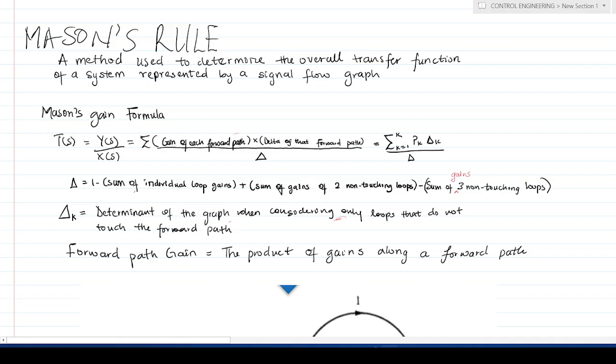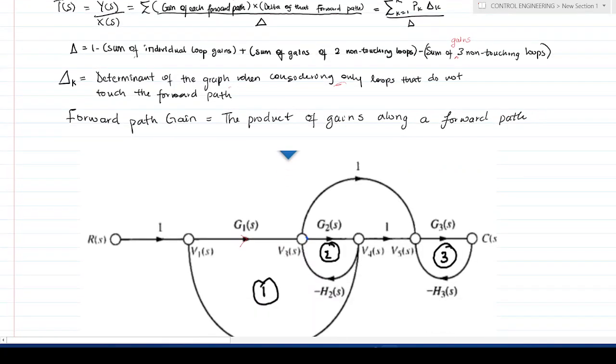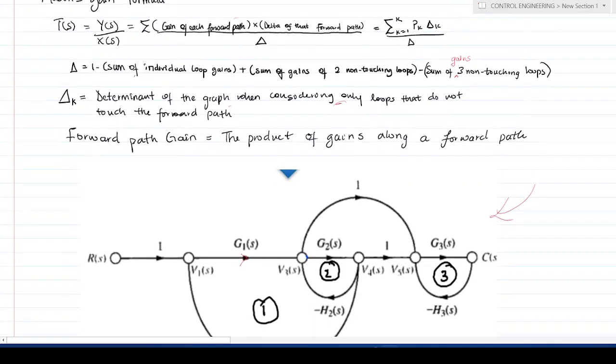So good day class. Today we're going to be talking about Mason's rule. Mason's rule is a method used to determine the overall transfer function of a system represented by a signal flow graph. So this is an example of a signal flow graph that we're going to be tackling today.